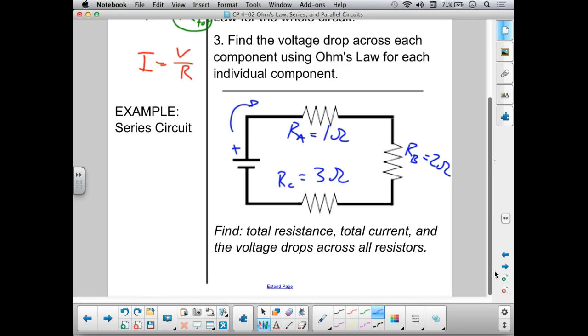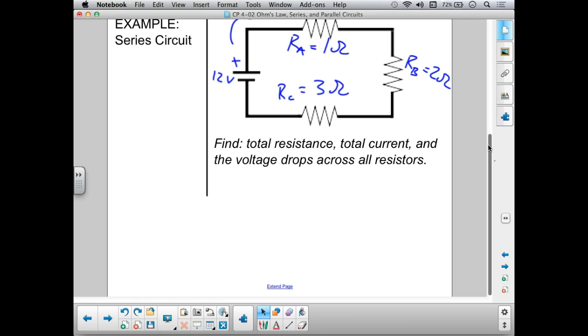And we'll say that it is 3 ohms of resistance. So I have 3 different resistors, all connected to the same battery. And let's say that we have a 12-volt battery here. Okay, 12 volts in the circuit, and those 12 volts, those 12 energy per charge, are being shared by 3 different resistors. Okay, our task: find the total resistance, total current, and the voltage drops across all resistors.